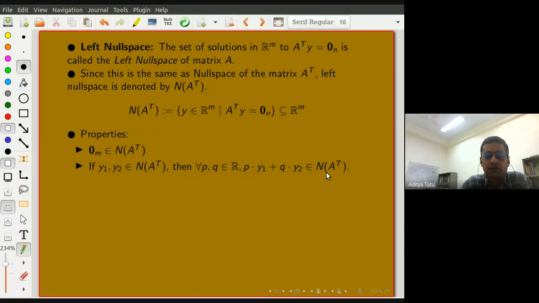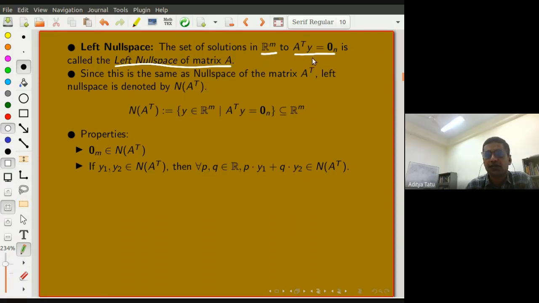As we have the row space, which is analogous to the column space, similarly, there is a subset called the left null space, which is analogous to the null space. The definition of the left null space is the set of solutions in R^m to the equation A transpose y equal to the zero vector. This entire set is what is called the left null space. Why? Because you can see this is nothing but the null space of A transpose.